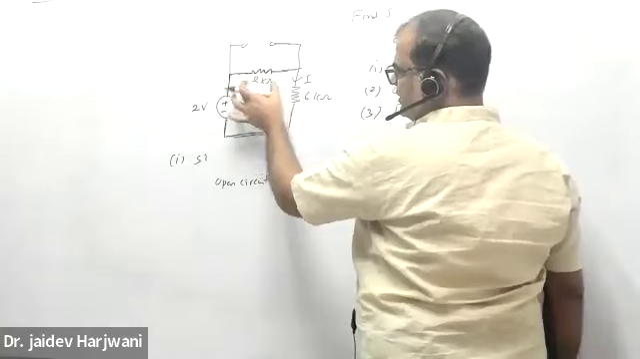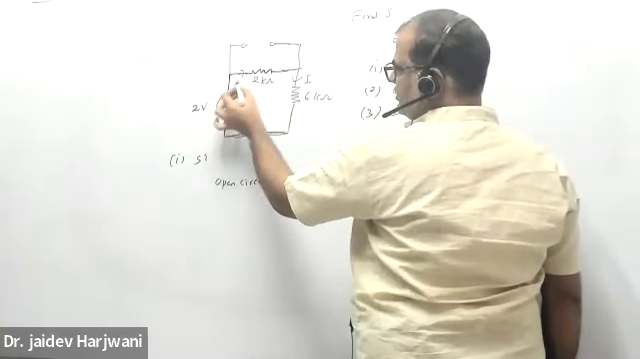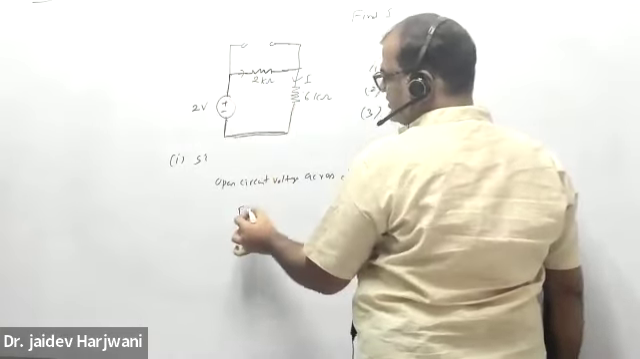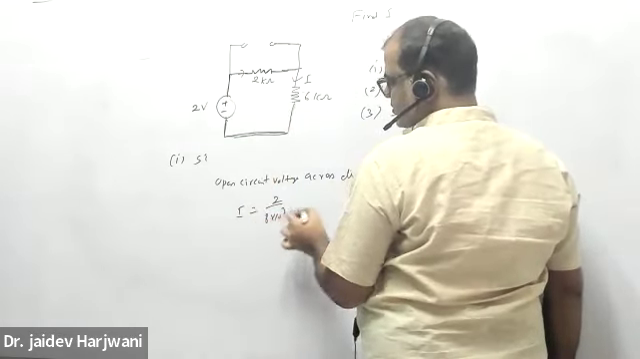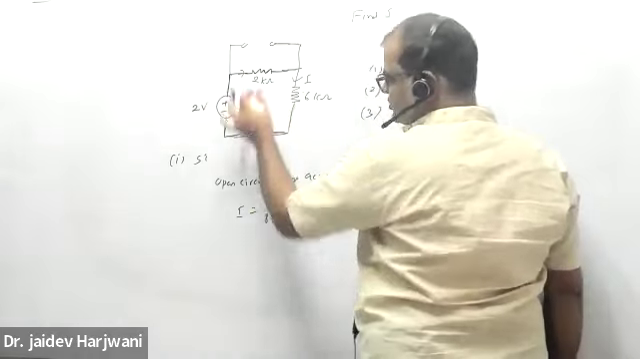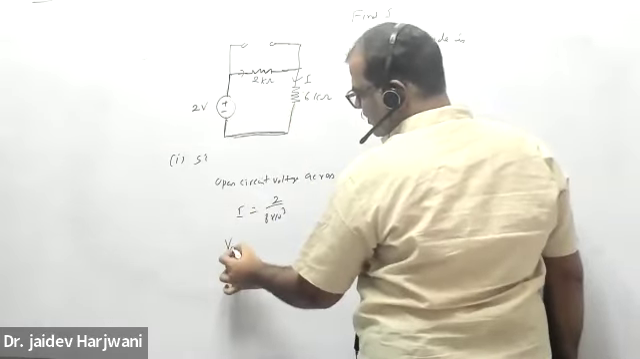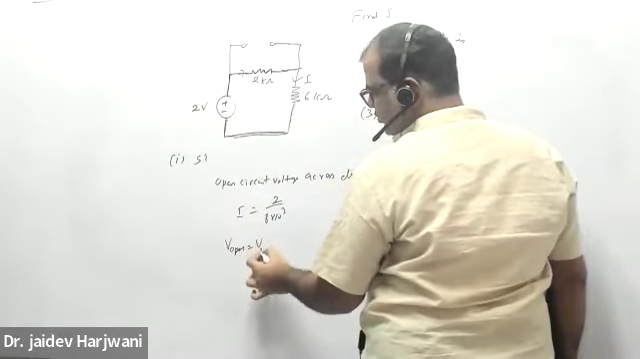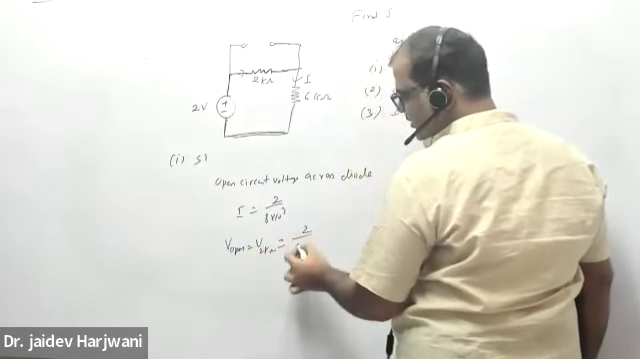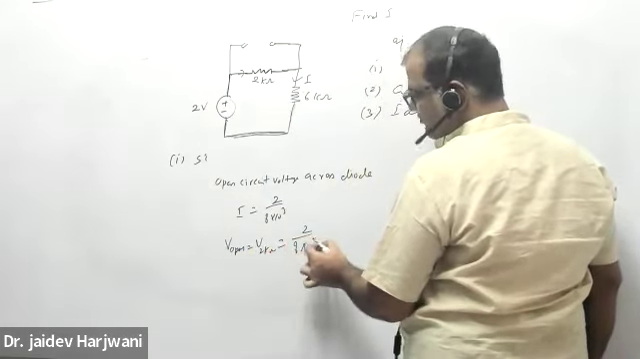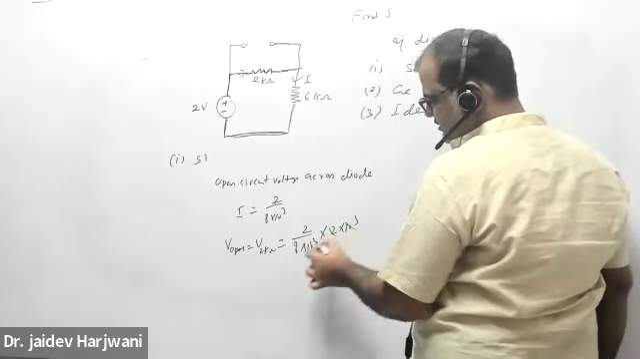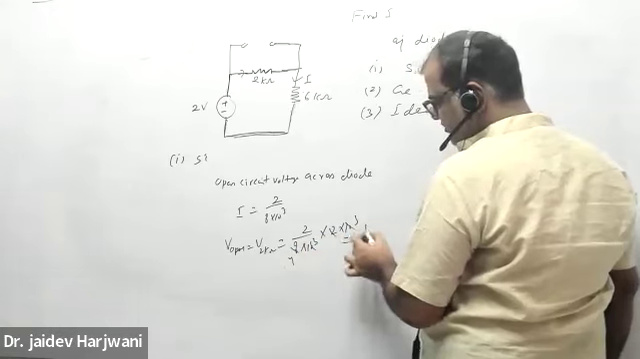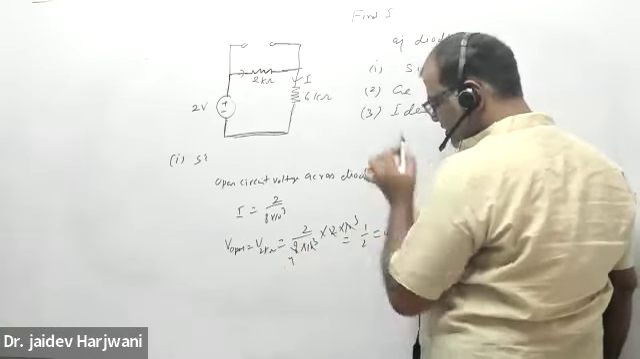Check. So now current cannot go here. 2 volts, 2 and 8. I will be how much? 2 divided by 8 kilo ohm. Okay. So voltage drop across 2 kilo ohm, how much? V open is basically V across 2 kilo ohm. That is 2 upon, sir, it's 0.5. 0.5. Yes, 2 kilo ohm, how much will it be? This is 1/4. This is 1/2. 0.5 volt.